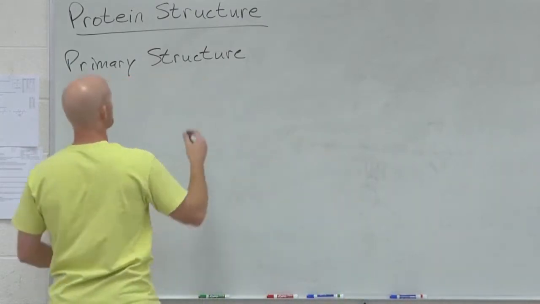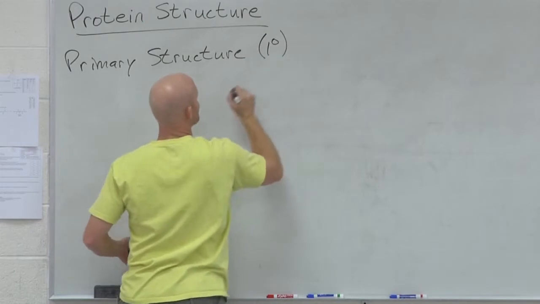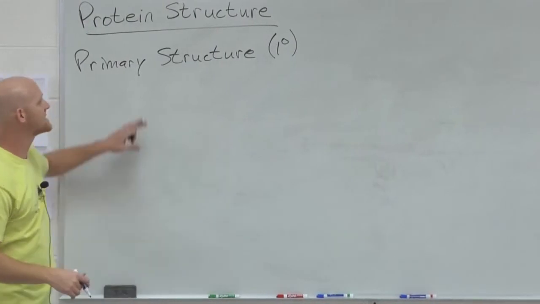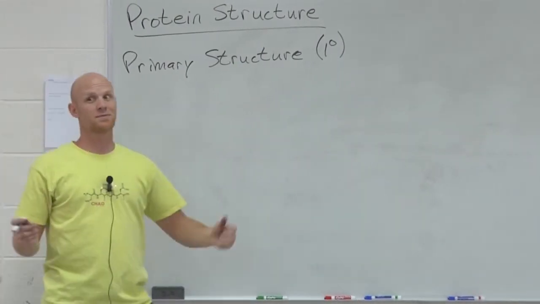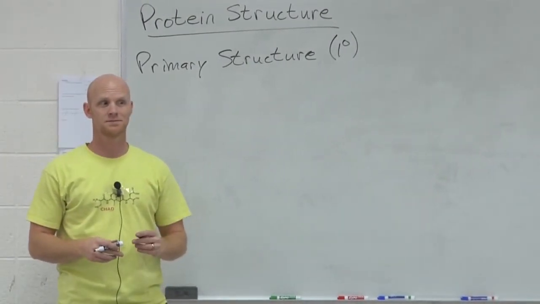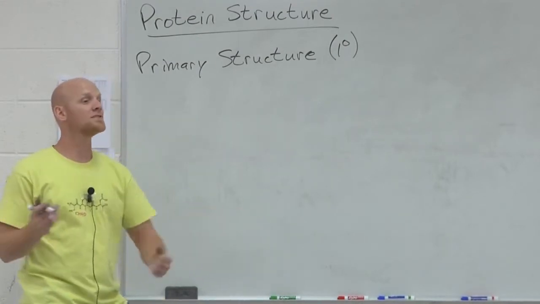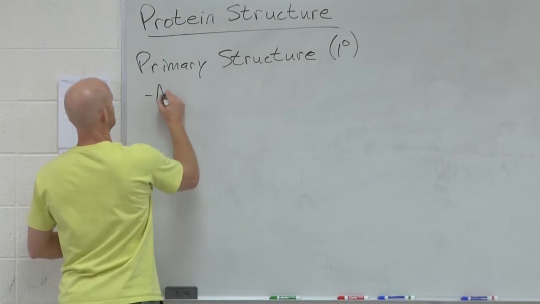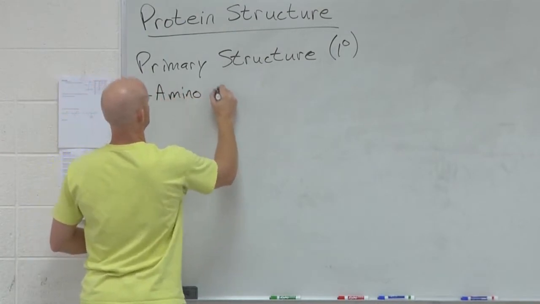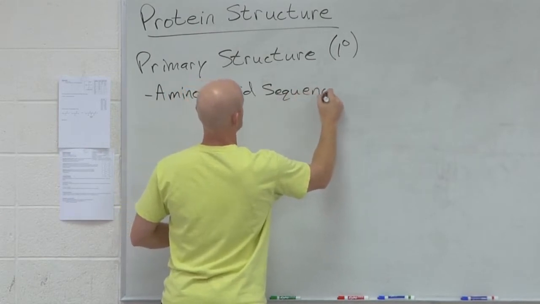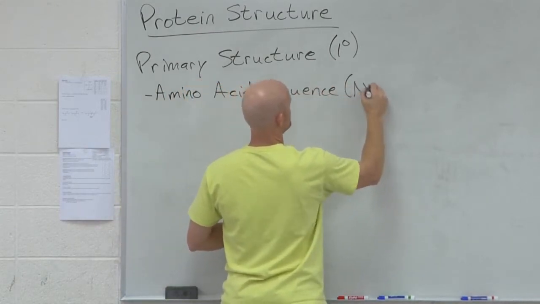Notice we can also write primary structure like this. Same notation you might remember from primary, secondary, tertiary carbons in organic chemistry. But same difference, primary structure. So what is the primary structure ultimately? Simply the chain of amino acids, your amino acid sequence. That's all it is.